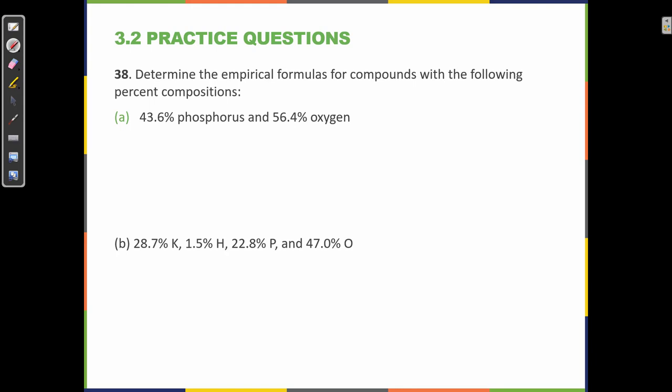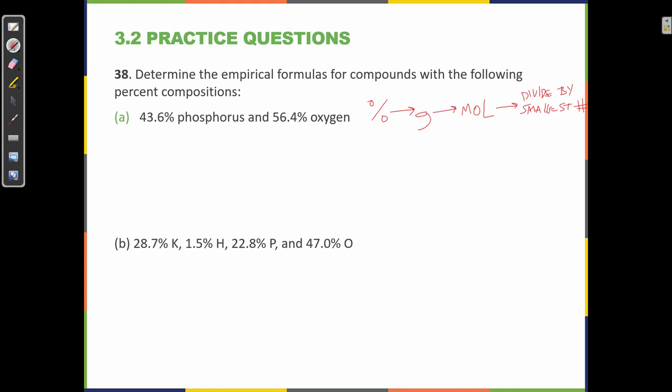Determine the empirical formulas for compounds with the following percent compositions. So the scheme to follow when we are trying to calculate an empirical formula is percent to gram to mole to divide by smallest number. You'll see what I mean by that. So this is always the scheme to follow when we're trying to solve for empirical formula.